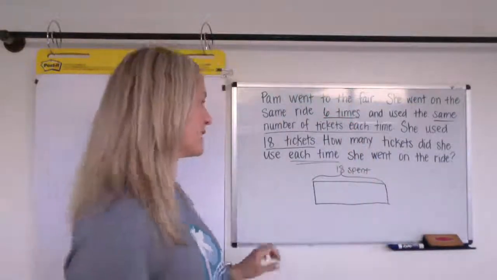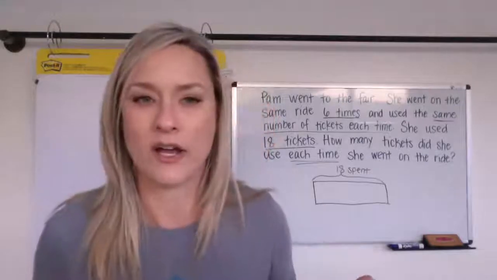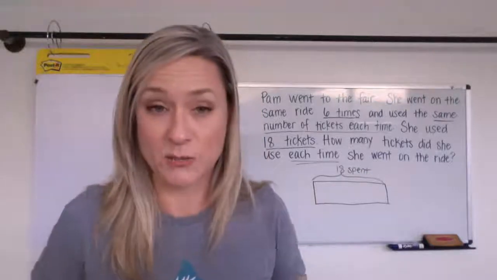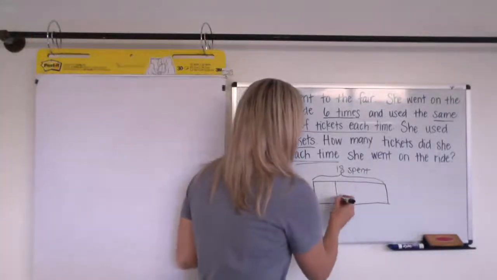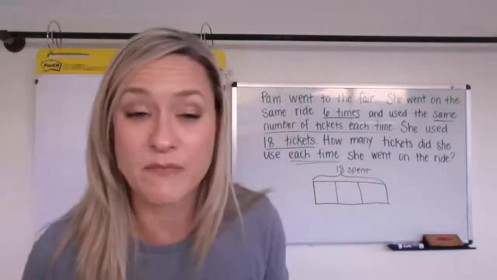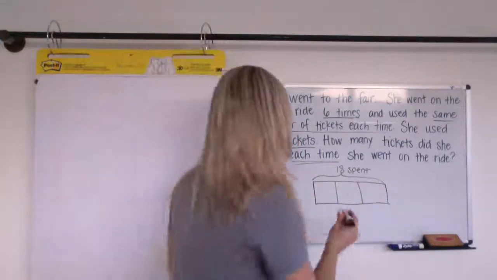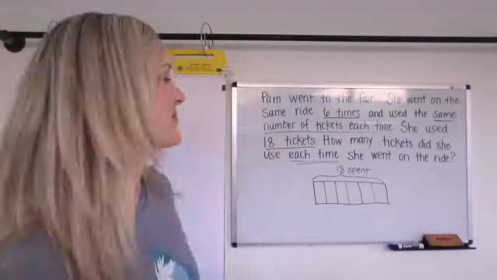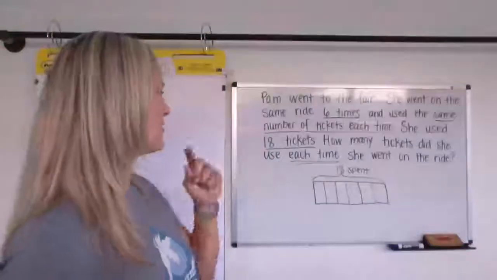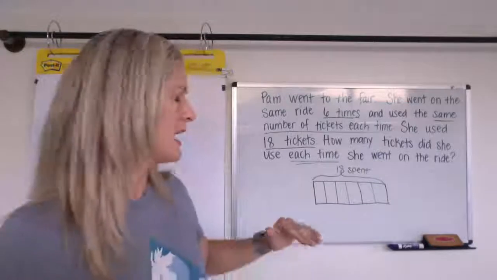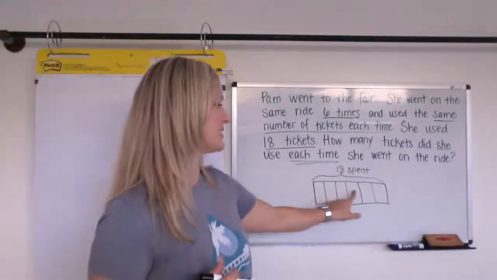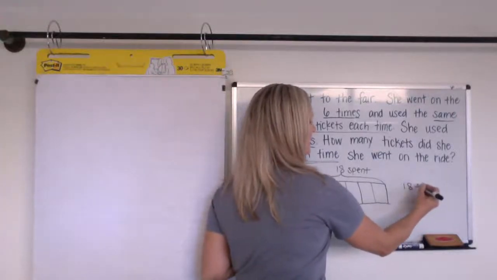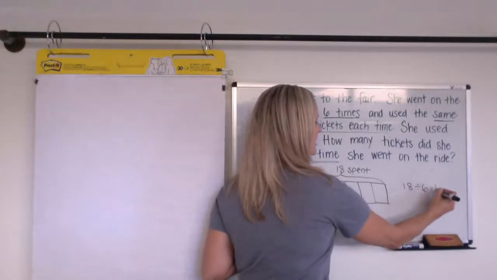Now, we also know she went on the ride 6 times. So I'm going to break this into 6 pieces. I'm kind of crazy about breaking my model into equal size pieces. So I'm going to start with thirds, like this. And then I'm going to break each of my thirds in half, and then I'll end up with 6 pieces. And I don't even have to count. So now we are doing literally 18 divided into 6 equal pieces. So 18 divided into 6 equal pieces equals what?